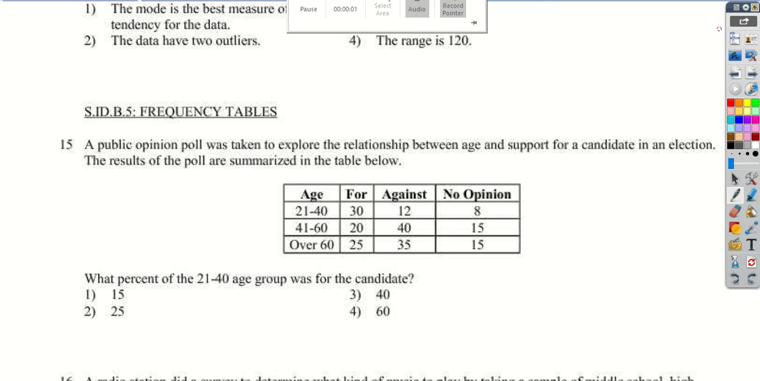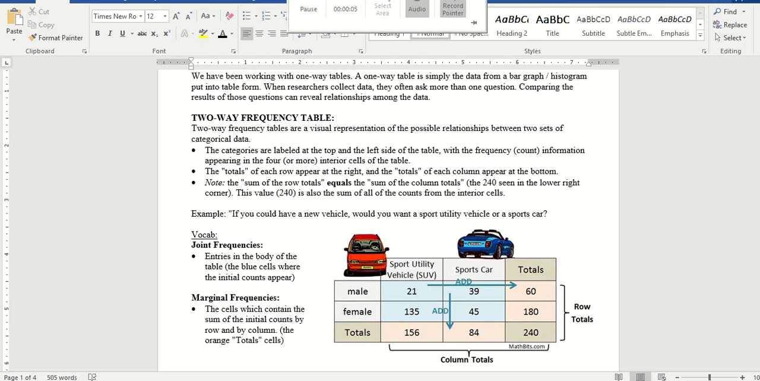All right, one of the things we didn't get to today was frequency tables. So if you remember from our notes in Unit 5 here, a two-way frequency table is essentially a visual representation of two different types of categorical data. For example, in this question, we asked people whether they wanted a new vehicle, a sport utility vehicle or a sports car. So if you bought a new one, which one would you want?